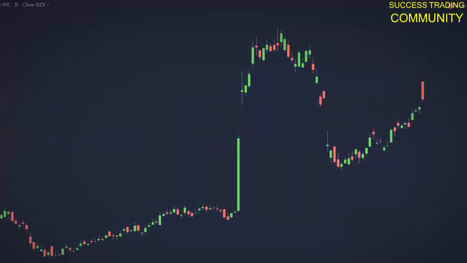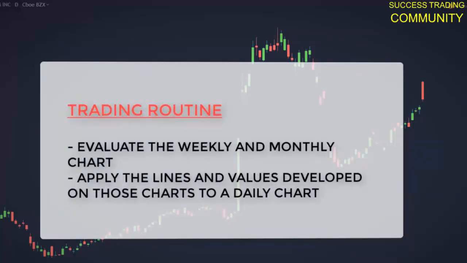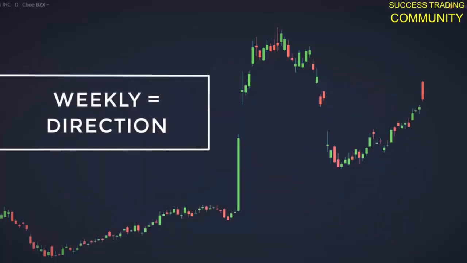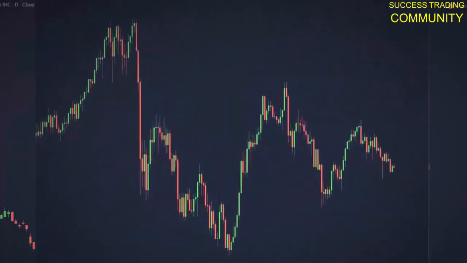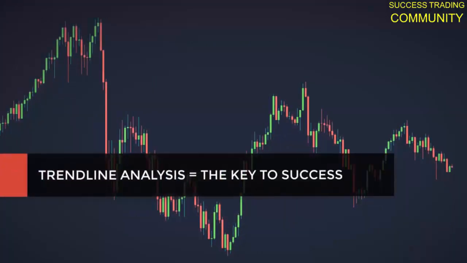The most successful traders and investors start by evaluating a weekly or a monthly chart, and then apply the lines and values developed on those charts to a daily chart. The weekly chart provides direction, while the daily chart, or even the 4-hour or the hourly charts, are used for timing entries and exits. In order to successfully determine a trend, you must master the trend lines.